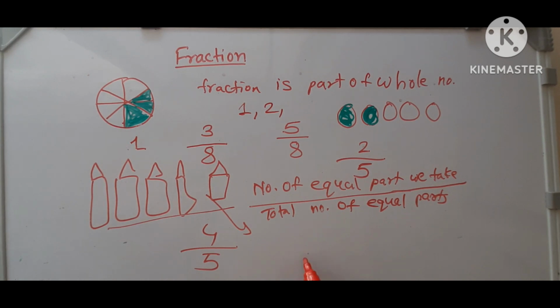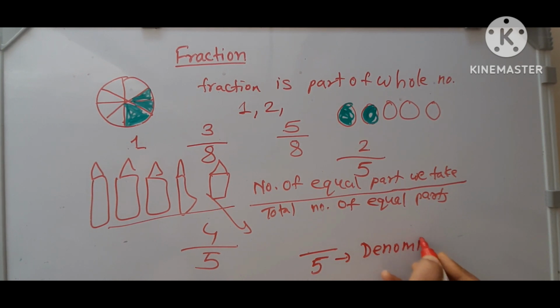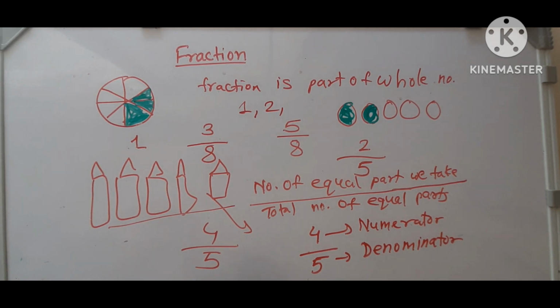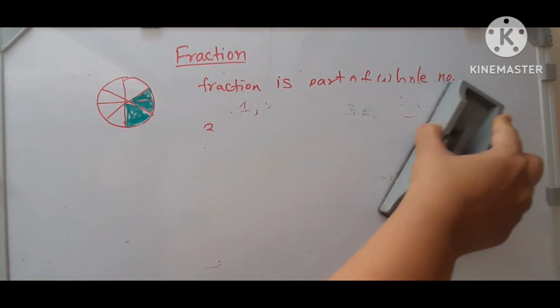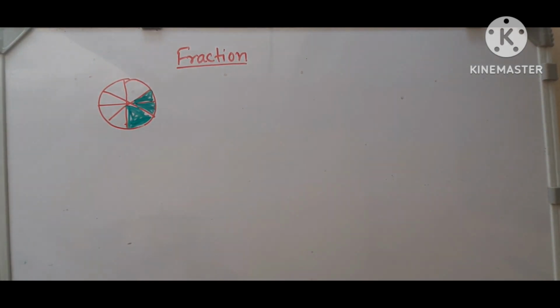Now the number which we write at the below part of the fraction is known as the denominator, and the number which we write at the upper part is known as the numerator. So I hope it is clear. What is a fraction? A fraction is nothing but a part of a whole number. The parts of a whole number are fractions.